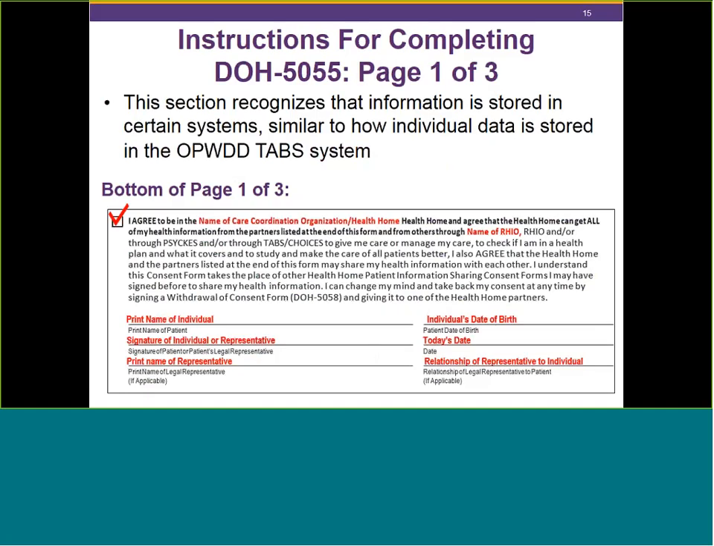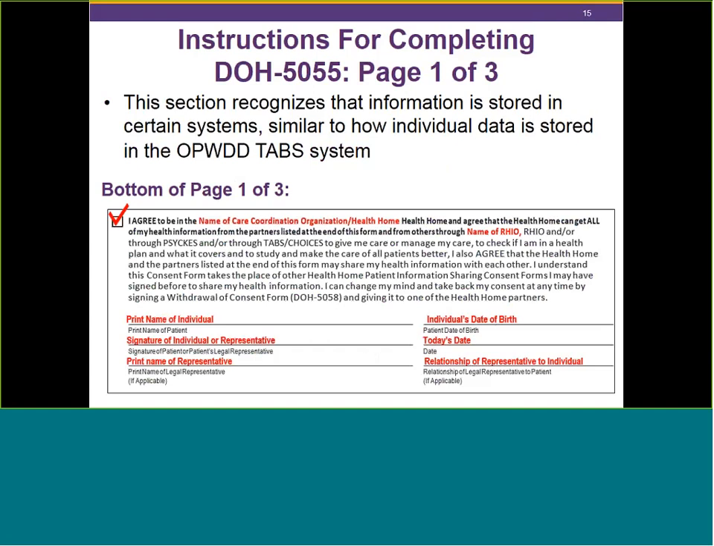Moving on, we will look at the bottom of page 1. This section recognizes that information is stored in certain systems, similar to how an individual's data is stored in the OPWDD system. So at the bottom of page 1, you need to check the box that says, I agree to be in the CCO that I have selected, and it also includes the name of the RHIO again.